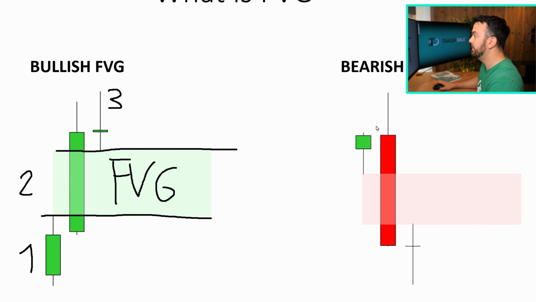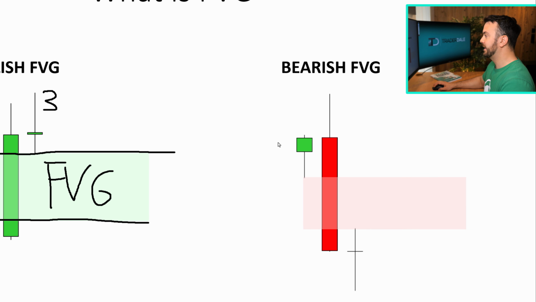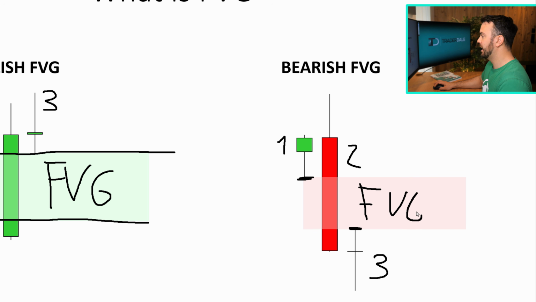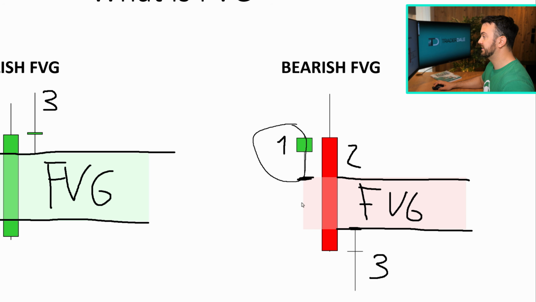Okay, now let's take a look at the bearish fair value gap. We have candles 1, 2, 3, and the low of the first candle and the high of the third candle should not overlap. If they don't overlap, they form a fair value gap. Okay, this whole highlighted area is the fair value gap. It doesn't really matter if the first candle or the third candle are bullish or bearish. Important thing is that gap between the low and the high.